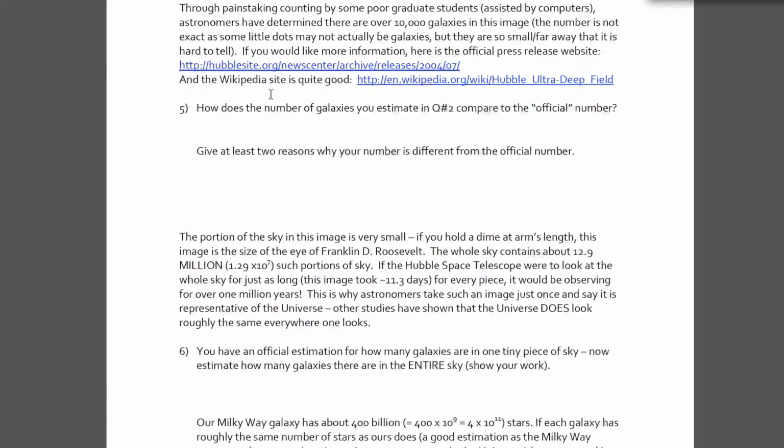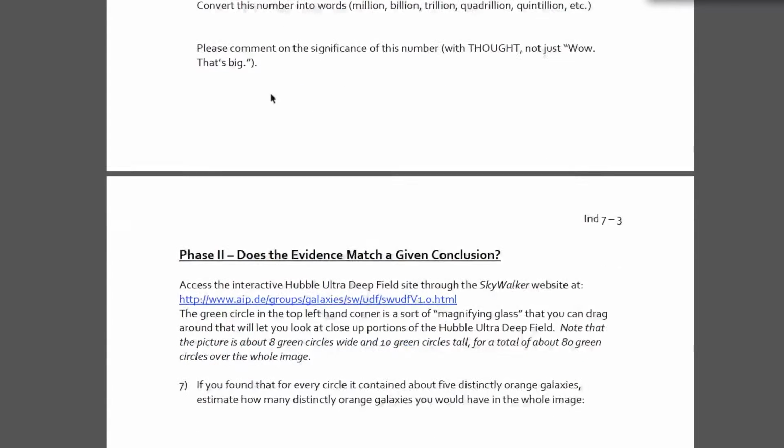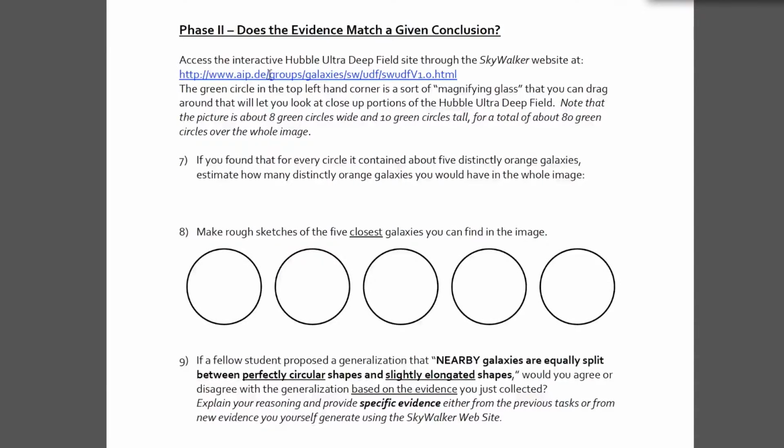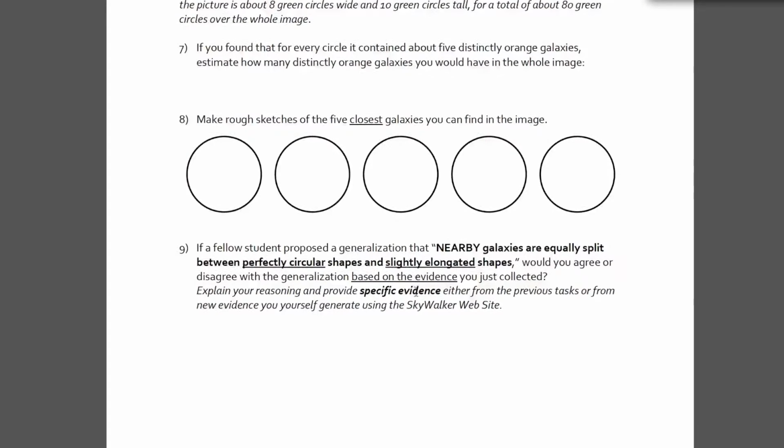And then they start into phase 2, in which, given some evidence that they gather themselves, they are then given a conclusion, and they have to evaluate that conclusion. So in this process, they have to look at different galaxies in the image, and they have to draw them. And then a hypothetical conclusion was, are all the galaxies perfectly round, or are they slightly elongated? And then they have to explain their reasoning why they think that statement is true or false. So that's step 2, or phase 2.